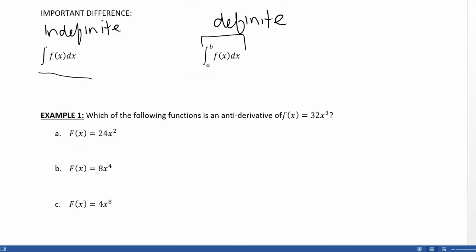Example 1. Which of the following functions is an antiderivative of f of x equals 32x to the third?